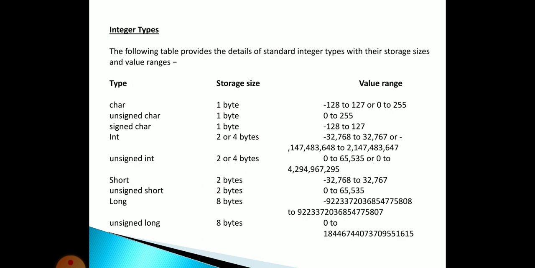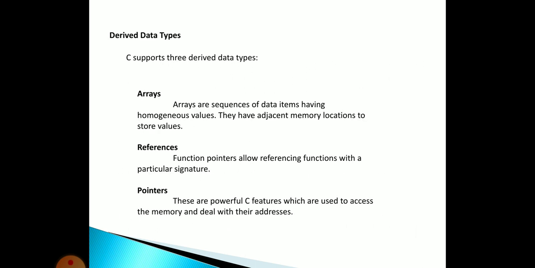As we see in the table, the range of values and the storage sizes are mentioned for different types: character, unsigned char, signed char, int, unsigned int, short, unsigned short, long, and unsigned long. You just go through the values, the storage size, and the value ranges given. So these are all the primary data types supported by the C language.